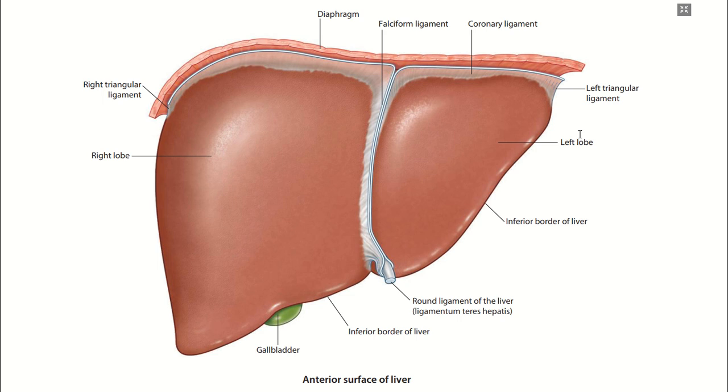Today we're gonna talk about the gross anatomy of the liver. I know we have been waiting so much to get into this lecture, and now we are into it. So the liver. Let me just talk a bit about the facts of the liver.